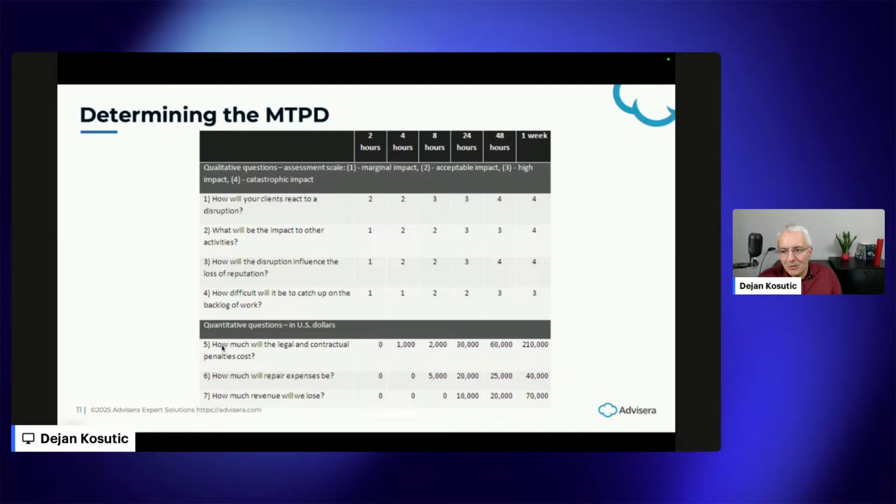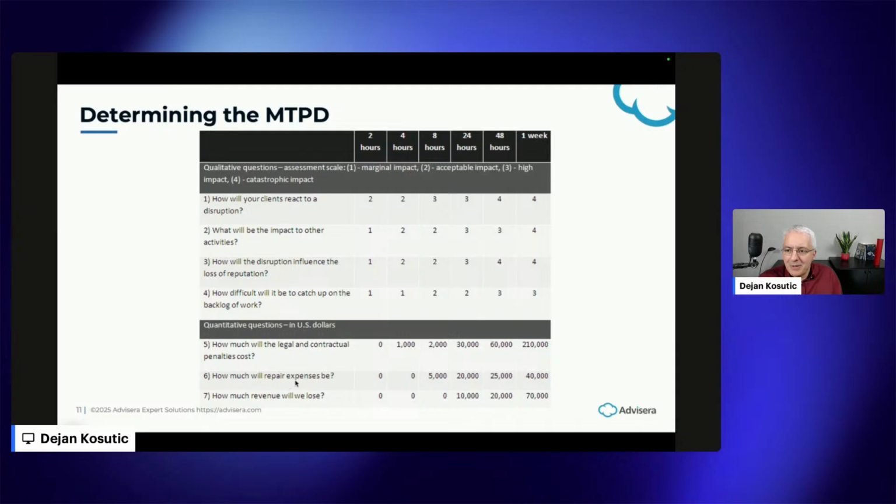Now, when it comes to quantitative, you will have different questions, obviously. How much will the legal and contractual penalties cost, right? You need to have some currency; you can use the euro or dollar or whatever. After 2 hours, nothing, but after 4 hours, let's say you will have to pay, I don't know, $1,000 of some penalty or something like this. Then 2,000, and 30,000, let's say, after 24 hours, and so on.